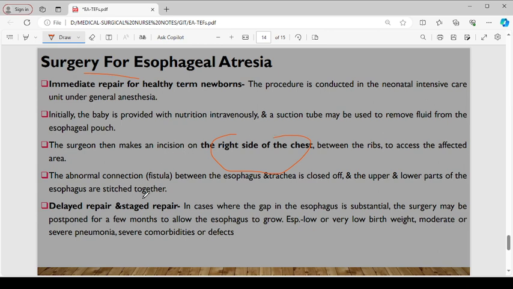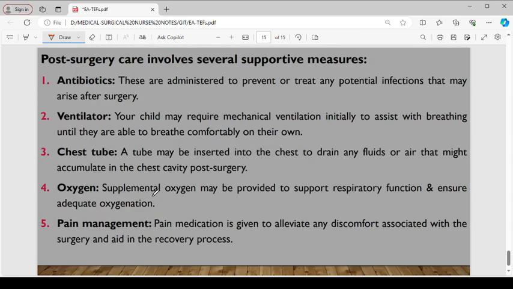We could also have delayed repair and staged repair in cases where the gap in the esophagus is substantial. You find the surgery may be postponed for a few months to allow the esophagus to grow, and this is especially in low or very low birth weight babies, moderate or severe pneumonia, or babies with severe comorbidities or defects, right?